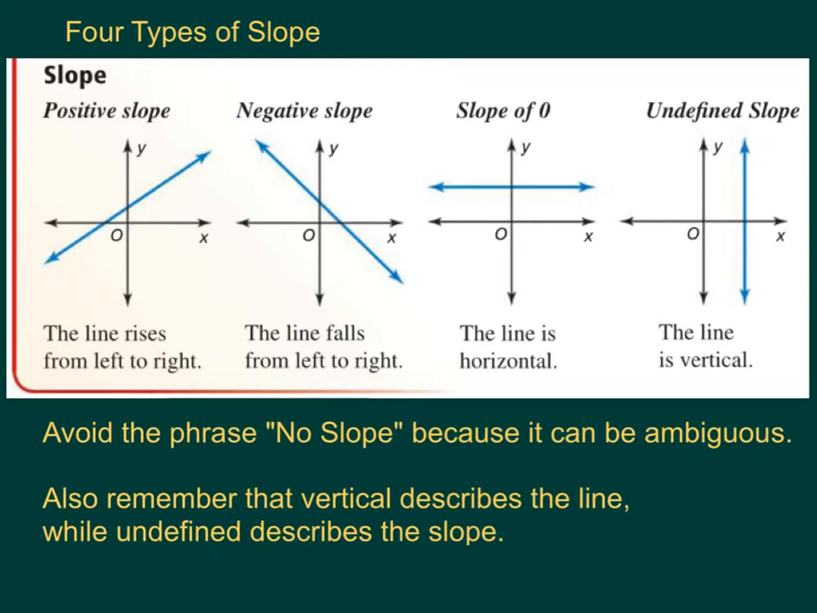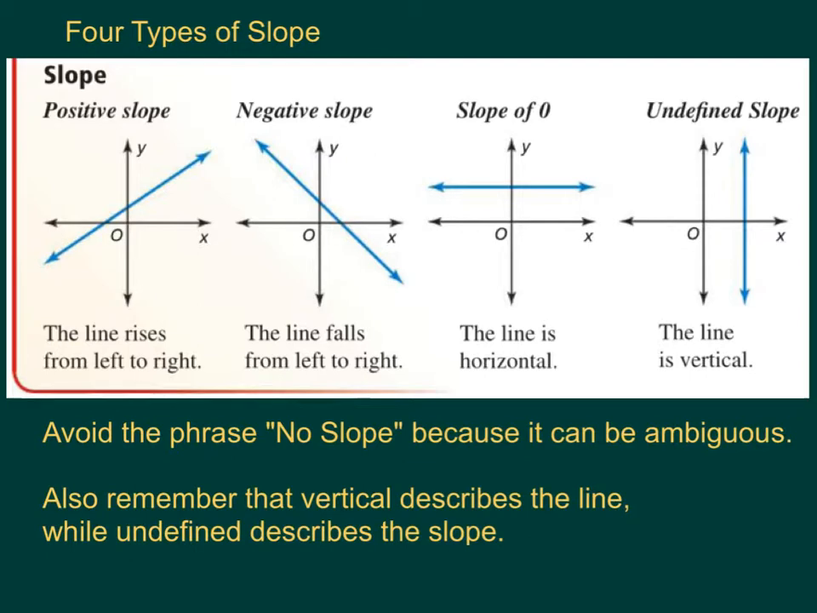We want to avoid the phrase no slope because it can be ambiguous. When we say no slope, do we mean that there's no number we can assign to it and that it would therefore be undefined? Or by no, do we mean kind of the equivalent of none or 0, which would make it a slope of 0? So for that reason, we don't say no slope. We specifically say a slope of 0 if the line is horizontal and an undefined slope if the line is vertical. Also remember that vertical or horizontal would describe the lines themselves, whereas undefined and 0 would describe the slopes. Something to keep in mind.